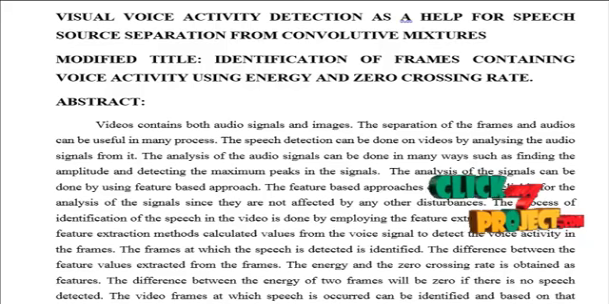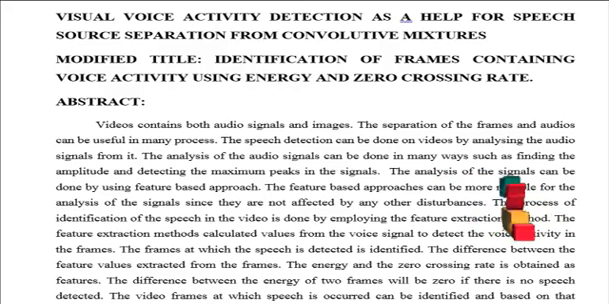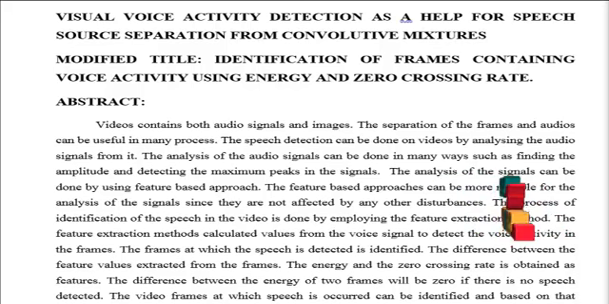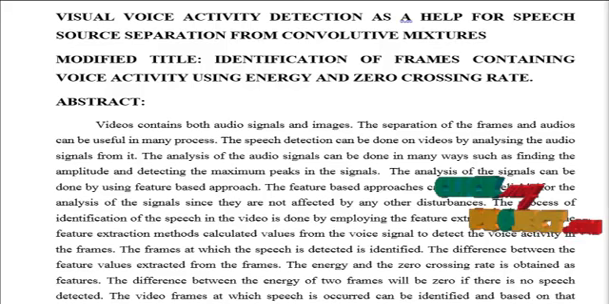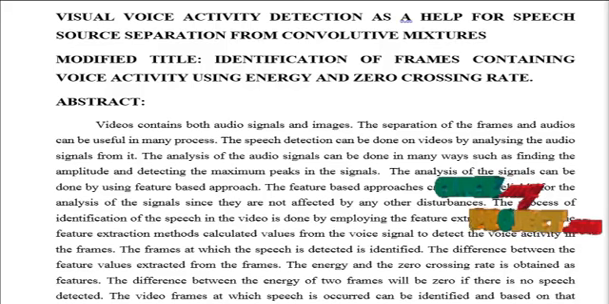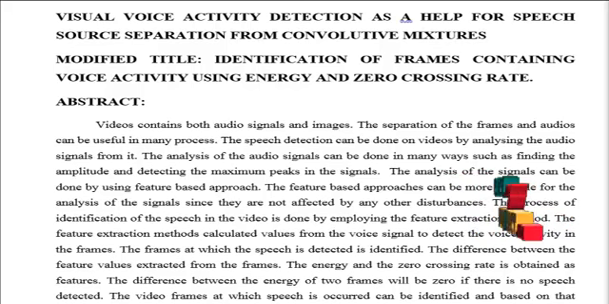The differences between the feature values are extracted from the frames. The energy and the zero crossing rate are obtained as the features. The difference between the energy of the two frames will be zero if no speech is present in the particular frames. The video frames at which the speech occurred can be identified. Based on that, classification can be done.